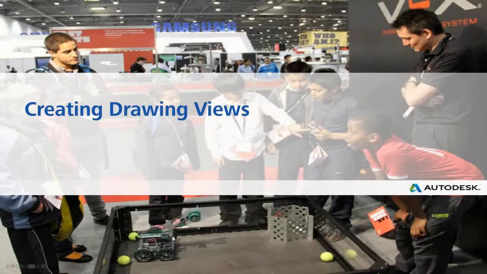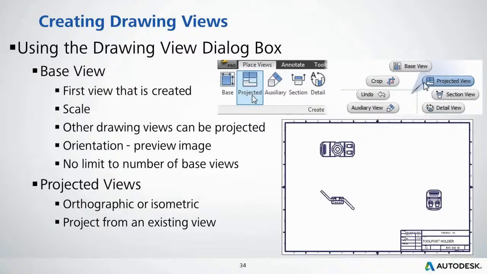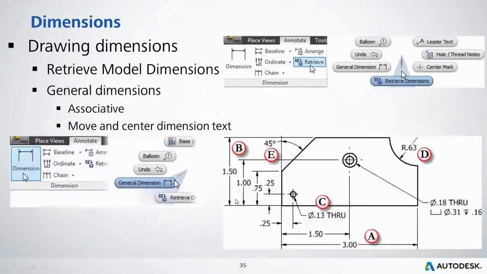So the last section here is going to be creating drawing views. Inventor makes this really easy. So we're going to start by creating our new drawing. We'll assume that we're inside of our drawing, and we're going to use the Base View command to place in our first view, and we're going to be able to project orthographic views and also isometric views. That's what's showing down here, orthographic and isometric views. So that's going to be really quick.